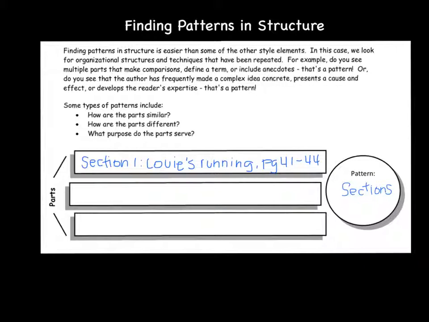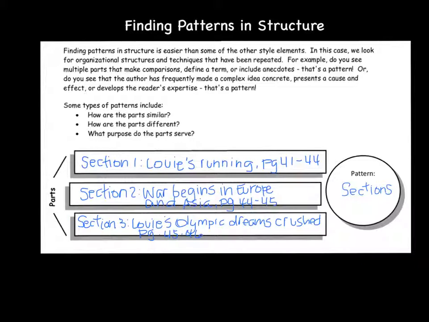Section 2 goes on to talk about war beginning in Europe and in Asia. Section 3 of the chapter returns to Louis. In this case, the Olympics have been canceled, so it talks about what Louis has been doing with his time instead of training for the Olympics. Section 3 ends bringing the war in Europe and Japan closer to Louis in the United States.